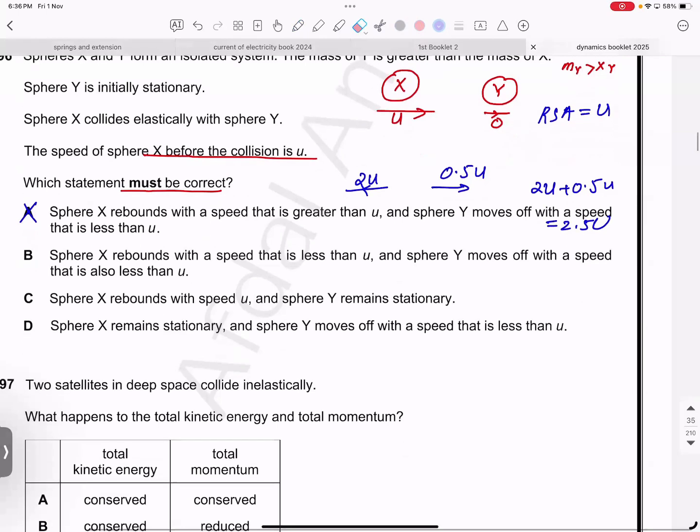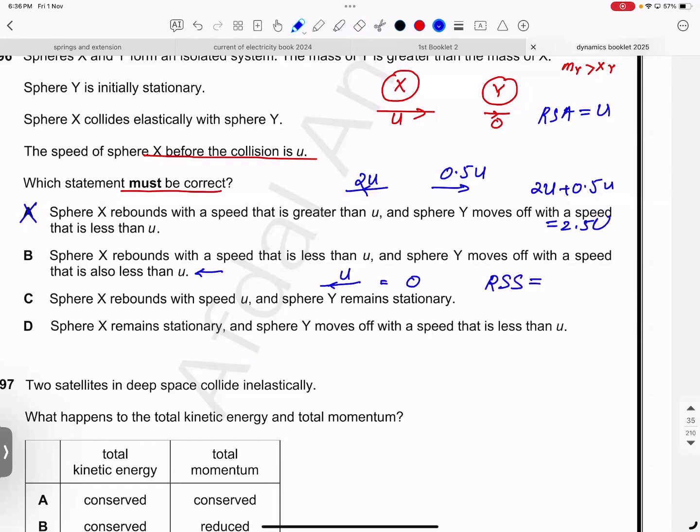Sphere X rebounds with a speed which is less than u, and sphere Y moves off with a speed also less than u. This may be correct, because both are less, and if you add them, they may be u. So let's read the other options. X rebounds with u, Y is stationary. Now this looks correct, but this is 100% wrong.